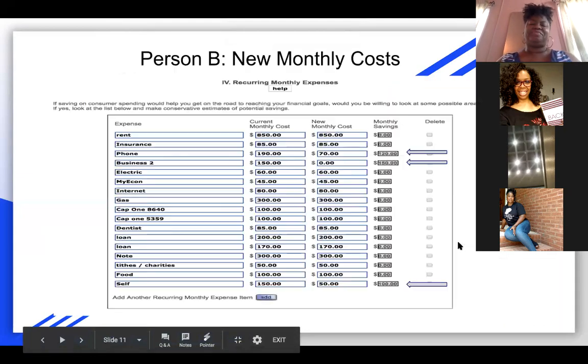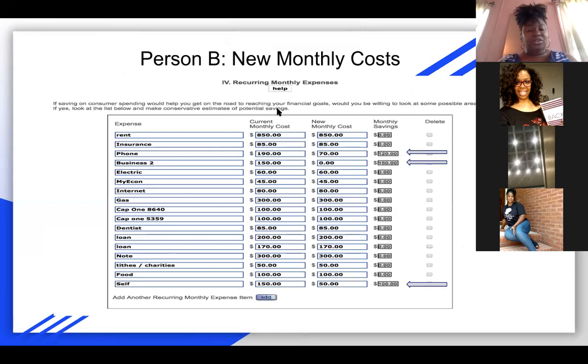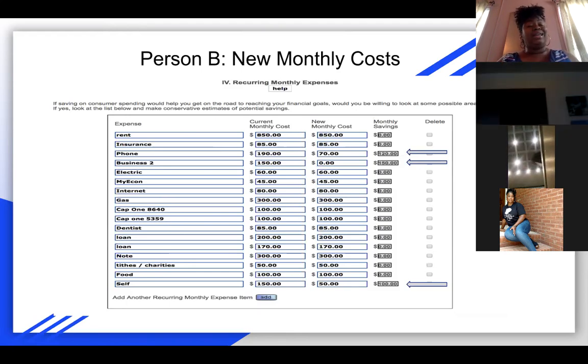Glad you asked. Remember I told you about these 2 columns, current monthly cost and your new monthly cost. And at the beginning, I said you want to make sure that both of these columns are the same. Well, that's because you want to know how much money is truly coming out of your household, so you can decide what you need to cut back on or give up in some cases. So person B decided that this $190 phone bill can be reduced.